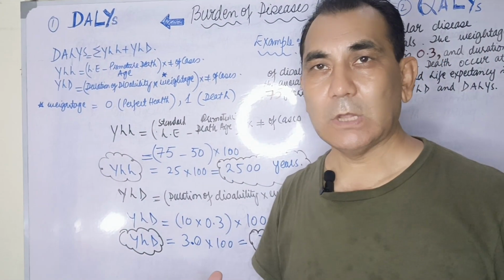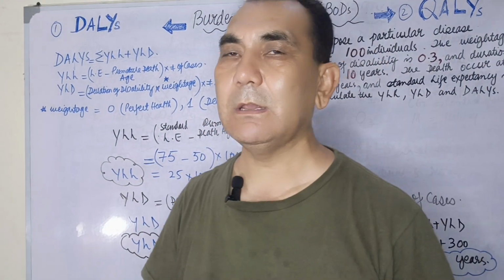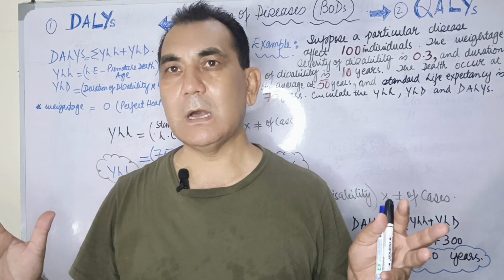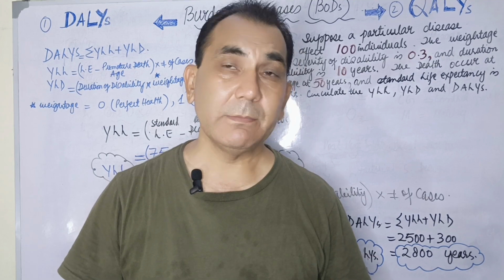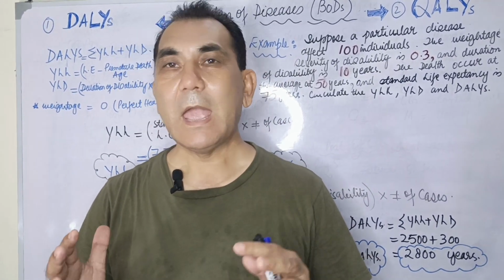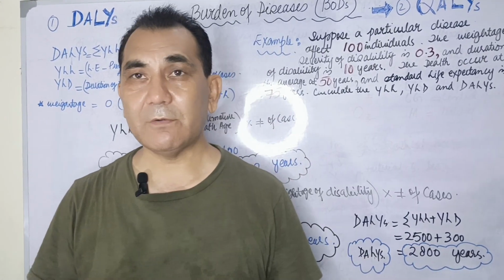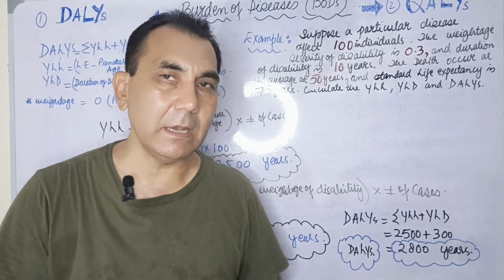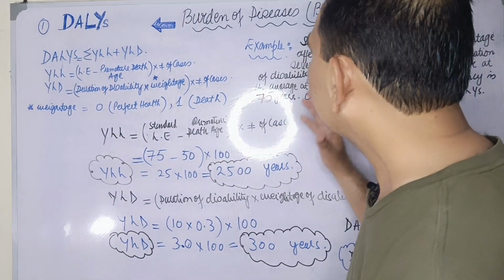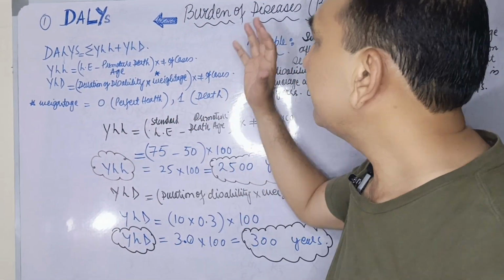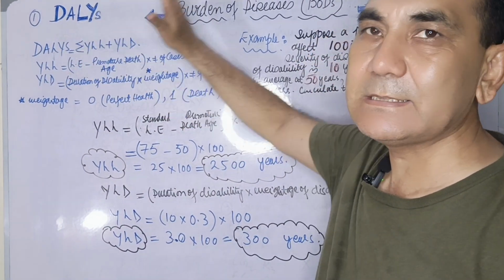Now I will summarize today's lecture. In today's lecture we learned what the burden of disease is. The burden of disease is the sum of the morbidity and the mortality of a disease, or any disability or injury-related disease, in a given population, in a given geographical area, region, or country, and a specific time period. There are two famous metrics by which we can calculate the burden of disease. One is the DALYs, and the second one is the QALYs.